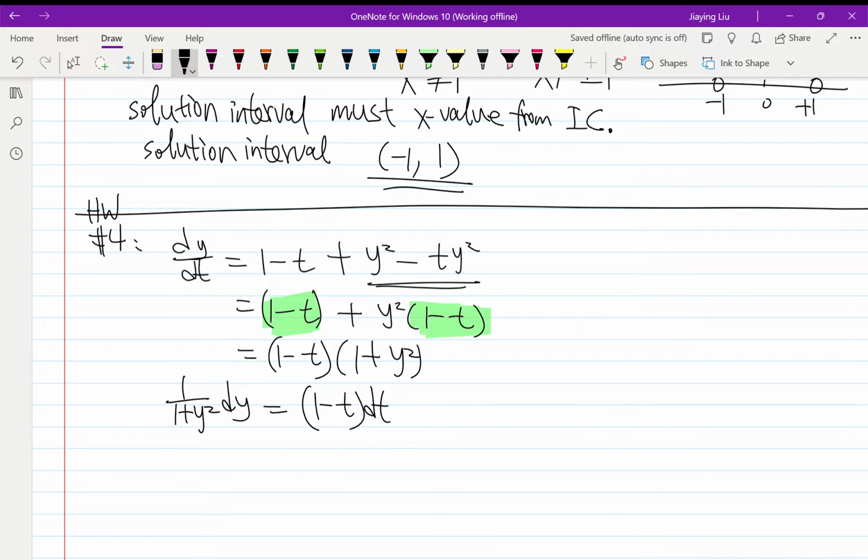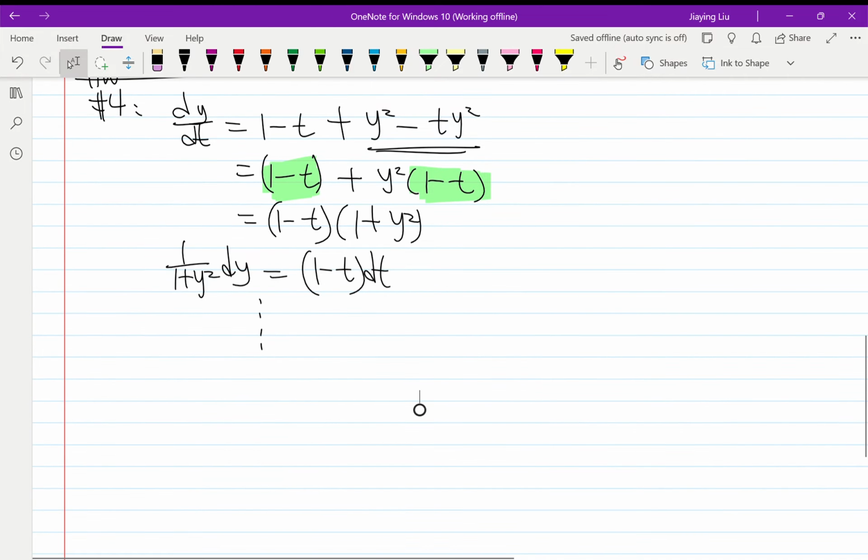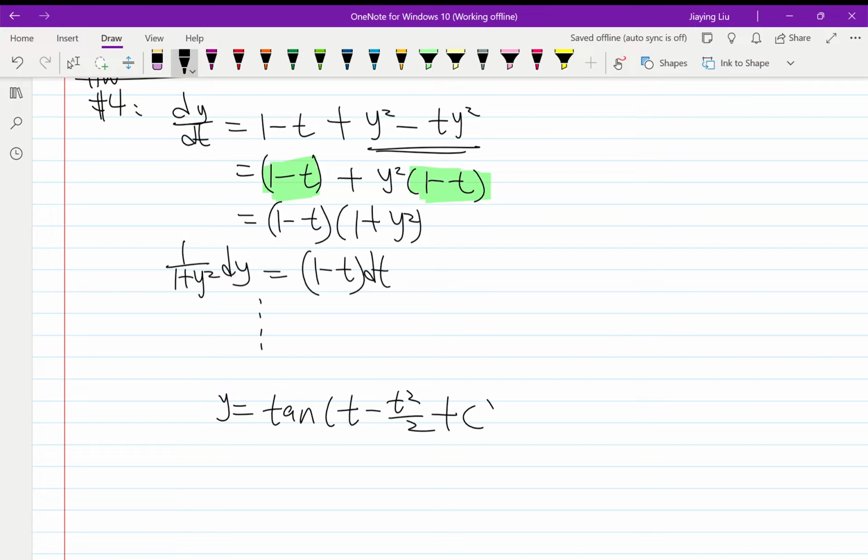Integrate both sides. I'm going to let you do it if you haven't. And at the end, what do you get for the solution? What do you get for y? Excellent, so that will be the solution. After you integrate correctly and do a little rewriting, you end up with that.